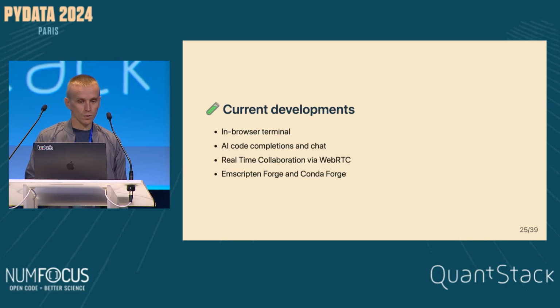So there's been some work recently on several aspects of JupyterLite. There's been some work into getting the AI code completions in the JupyterLite UI. Real-time collaboration also, like we saw in the previous talk. And work on an in-browser terminal, because that was one of the missing parts of JupyterLite. So if you go to JupyterLab, you have a terminal, you can list your files and so on. But we're going to see a nice demo right after.